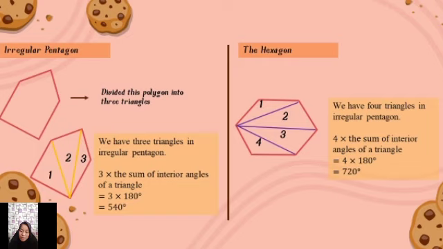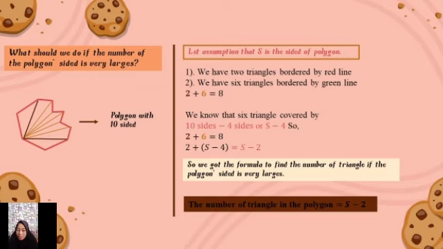Next, the hexagon. We have 4 triangles in the hexagon. So 4 times the sum of interior angles of a triangle, which is 4 times 180 degrees. So the value is 720 degrees. What should we do if the number of the polygon's sides is very large?